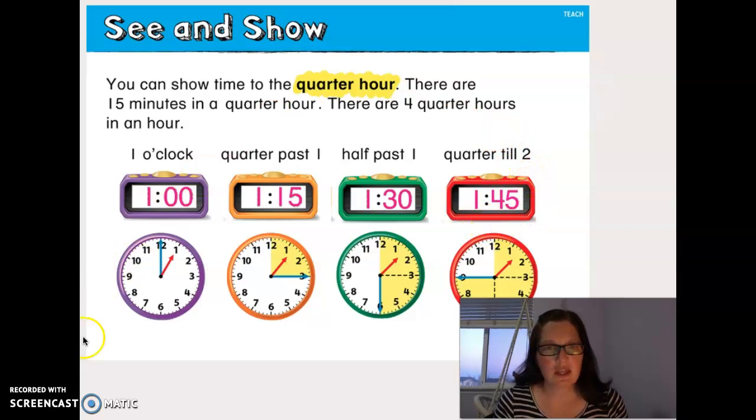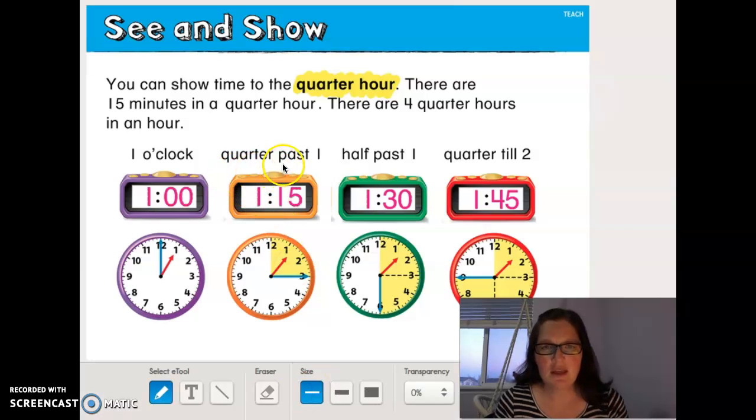So remember, if it's past the hour, it's the first 15 minutes. And if it's quarter until, it's the last 15 minutes before the next hour. So if it was quarter till 8, it would be the hour before, 7:45. Okay, so make sure that you understand that when it's quarter till, it's meaning the next hour, quarter until we get to the next one.